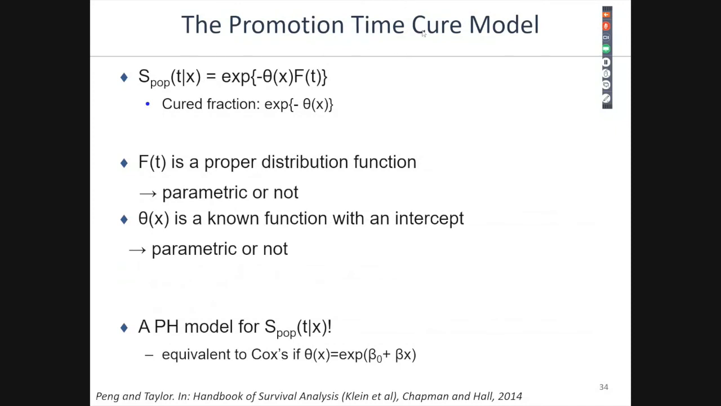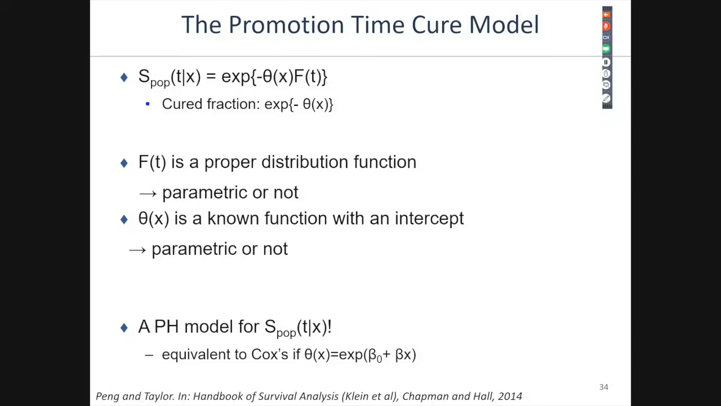An alternative to this model is called the promotion time cure model. It actually models the survival function for the entire population in this form, where F is a proper distribution function and theta is a known function with an intercept. In this model, the cured fraction is essentially expressed as the exponential function of minus theta of x. And in fact, this model boils down to a proportional hazard model, which is equivalent to the Cox proportional hazard model if we take this function as the theta x function. So if we choose this function, it's equivalent to the proportional hazard model for the entire population.